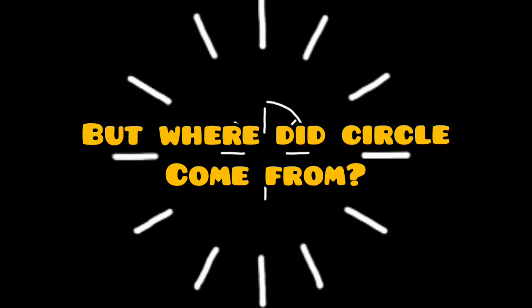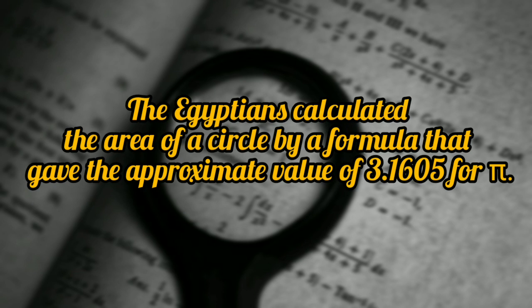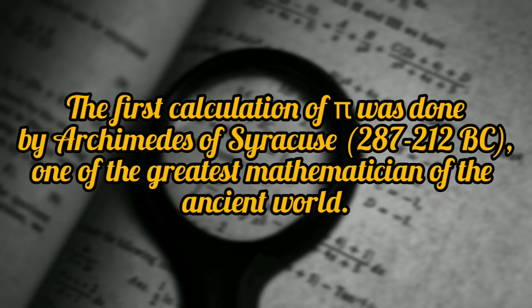But where did the circle come from? According to my research, the Egyptians calculated the area of a circle by a formula that gave the approximate value of 3.1605 for pi. The first calculation of pi was done by Archimedes of Syracuse around 287 to 212 BC, one of the greatest mathematicians of the ancient world.